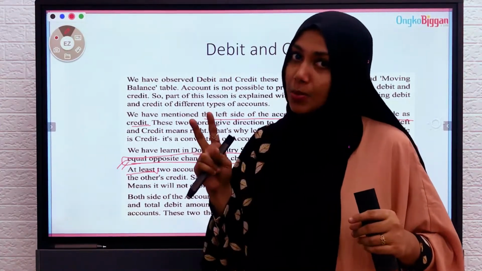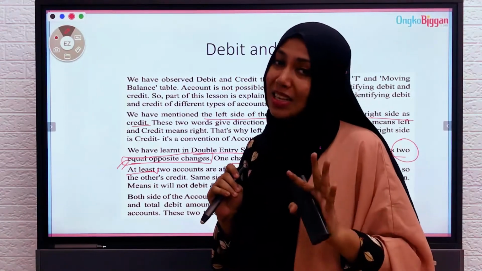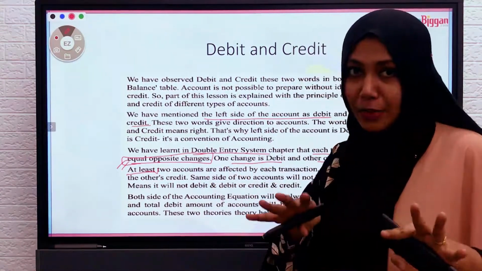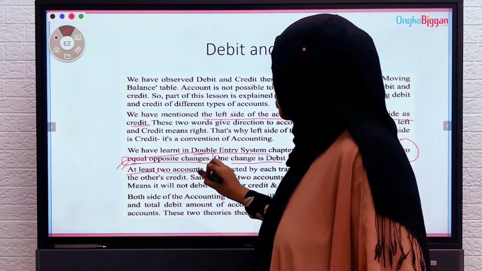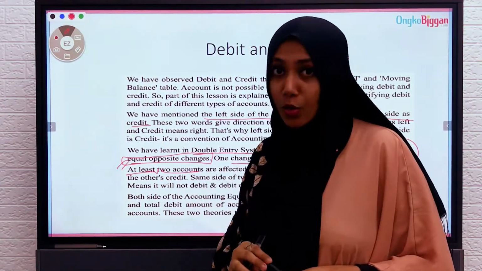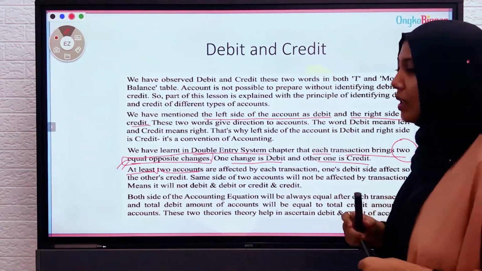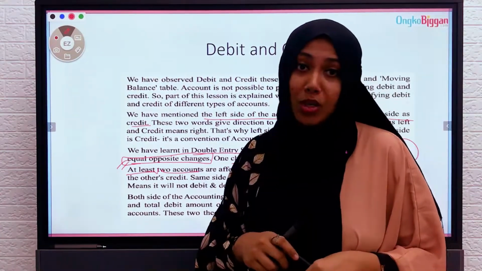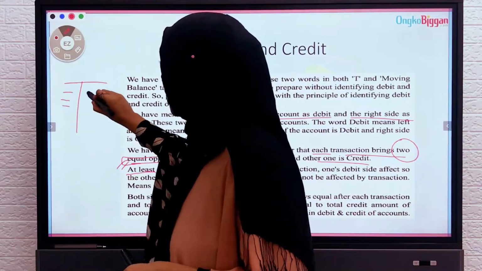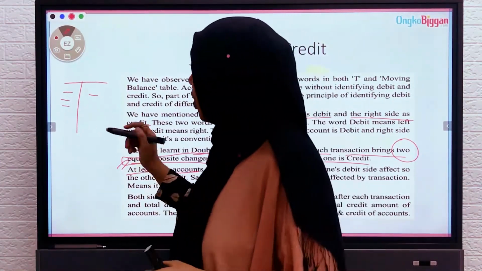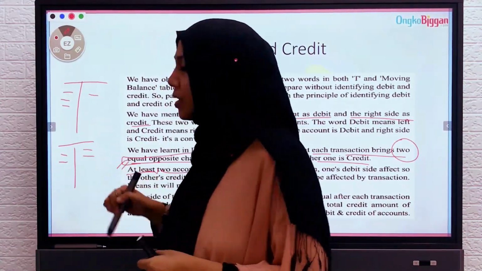It can be three as well. It can be four as well. Later we will see that in detail. But for now, just know that it is not necessary to have only two accounts. It could be three. It could be four. In each transaction, one side may be debit and the other side credit, but there could be three accounts in one transaction, with one side having one account and the other side having two.